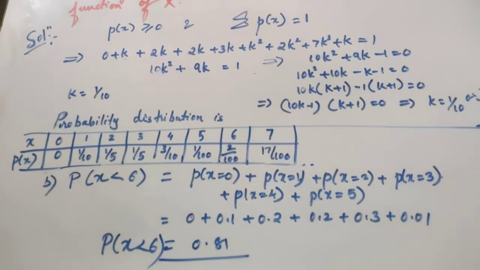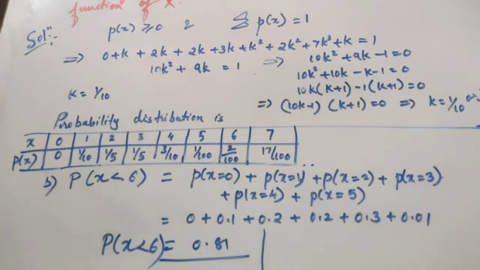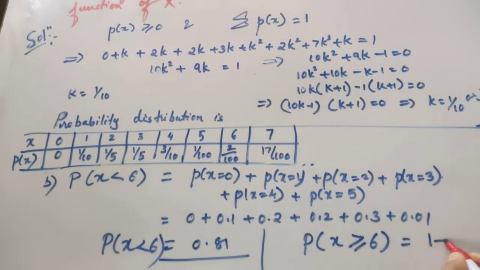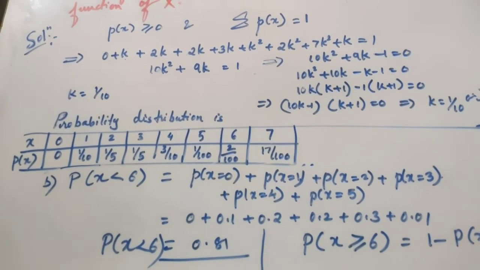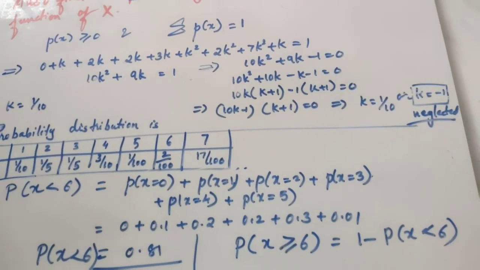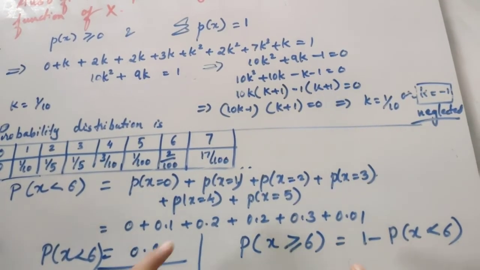Similarly, we have to evaluate the probability of x greater than or equal to 6. It can be done in the simplest way. Up till less than 6 we have done over here. The second part was P of x greater than or equal to 6. Definitely it will be 1 minus P of x less than 6. Yes or no? Because the addition of all the probabilities is equal to 1. Always remember, the addition of all the probabilities distributed should be equal to 1.